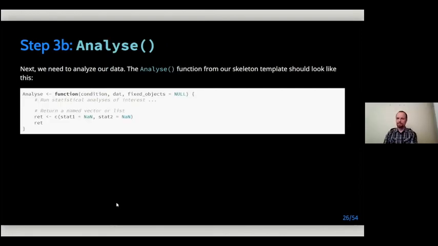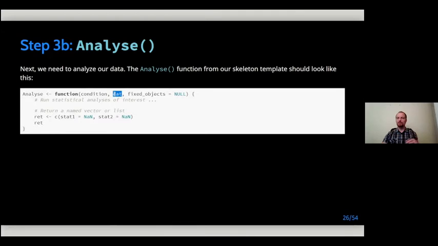So the next part is the analyze function. If you first ran the sim functions to generate the skeleton outline to help us work through creating a Monte Carlo simulation, this is what it'll look like. And you're going to see something familiar. We've got the condition and we've got access to whatever fixed objects are currently available for this design condition, or all of them technically. And we've got one additional argument called dat.